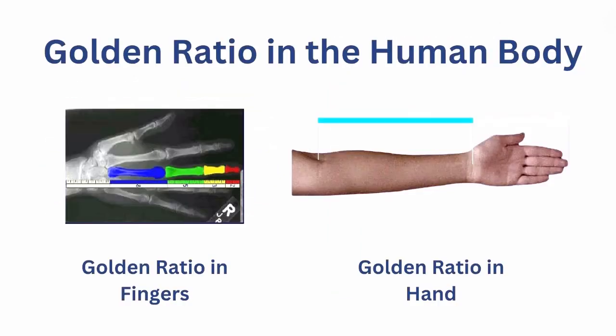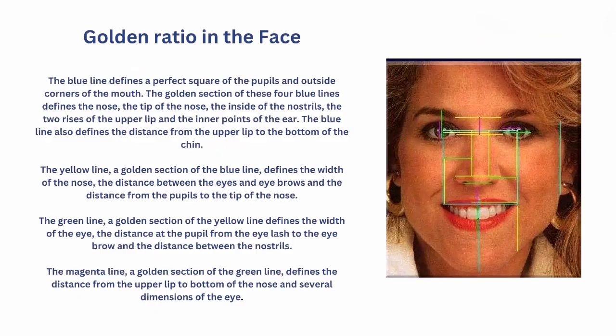Golden ratio in the human body. Observe golden ratio in your fingers. Also observe golden ratio in your hand. Golden ratio in the face. The blue line defines a perfect square of the pupils and outside corners of the mouth.